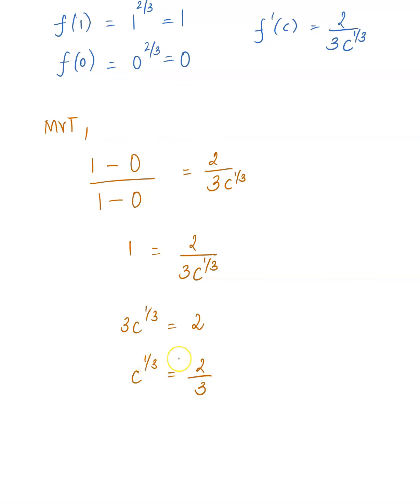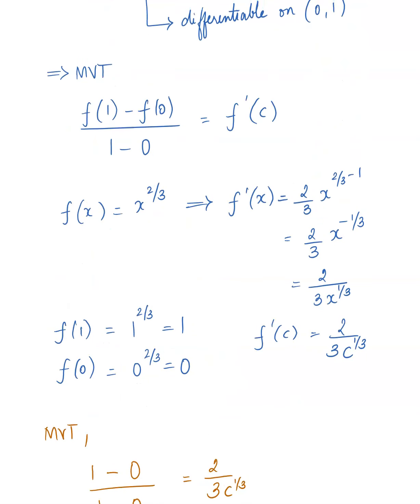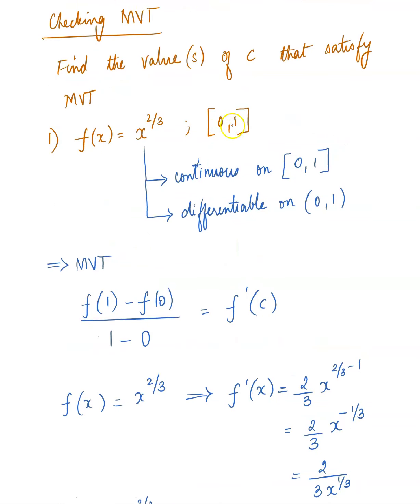The way to undo 1 over 3 is to cube on both sides, so that the powers will multiply, and therefore 1 over 3 times 3 will cancel each other. So you get c equals 2 cubed, which is 8, over 3 cubed, which is 27. So when c is 8 over 27, you will find the slope at that point, the derivative at that point, will be the same as the slope between the endpoints 0 and 1.